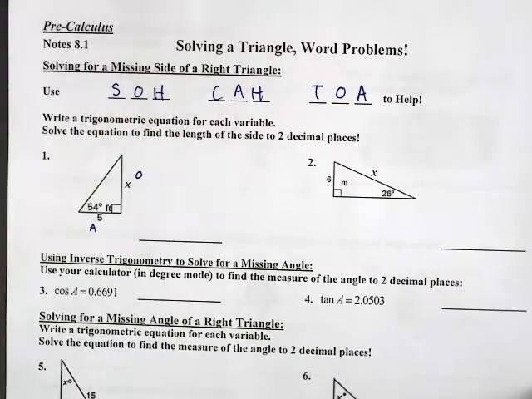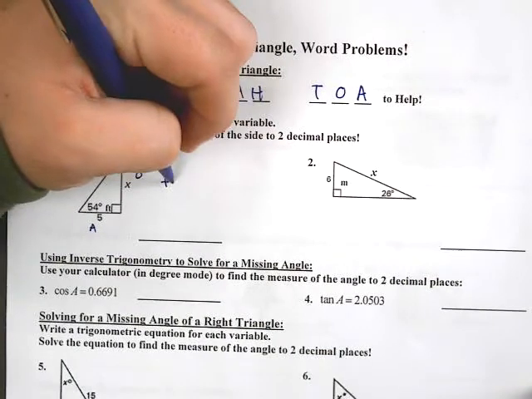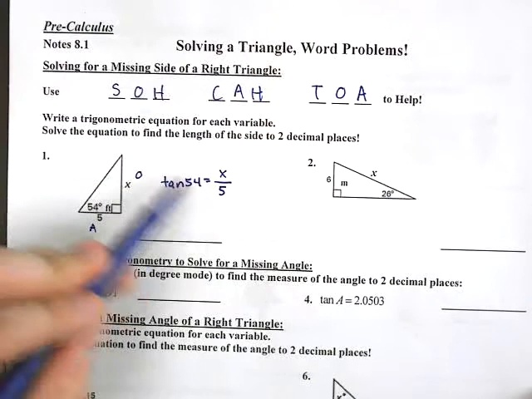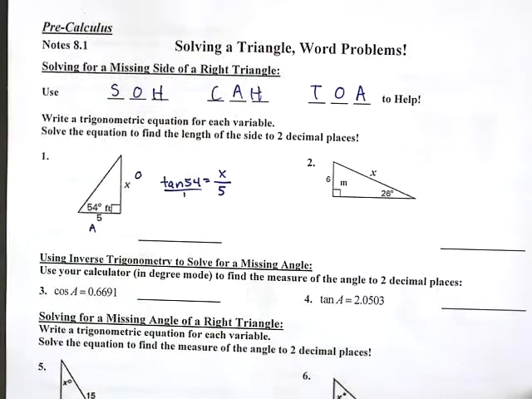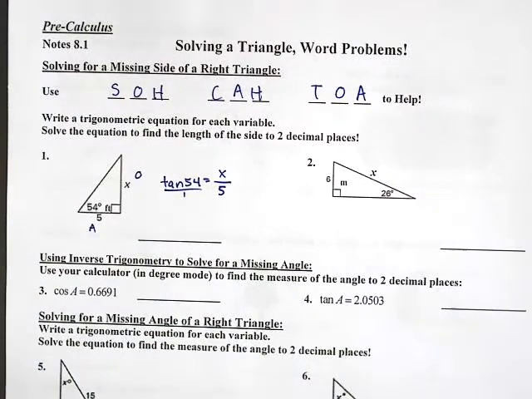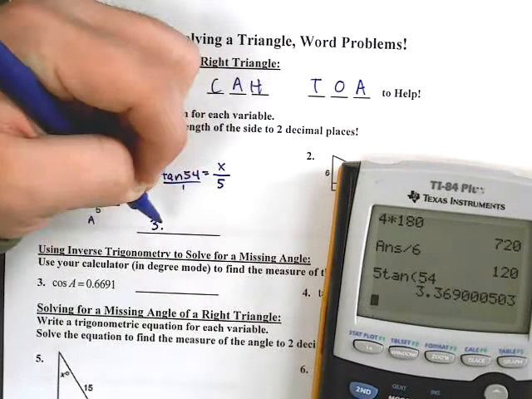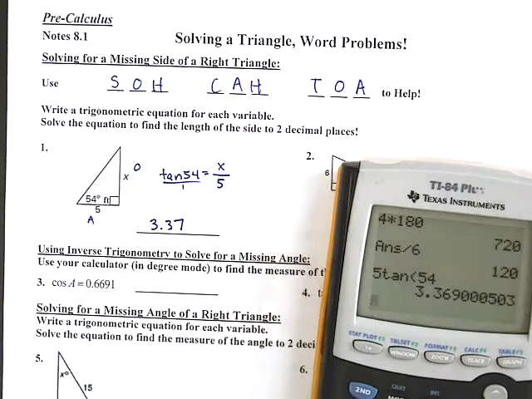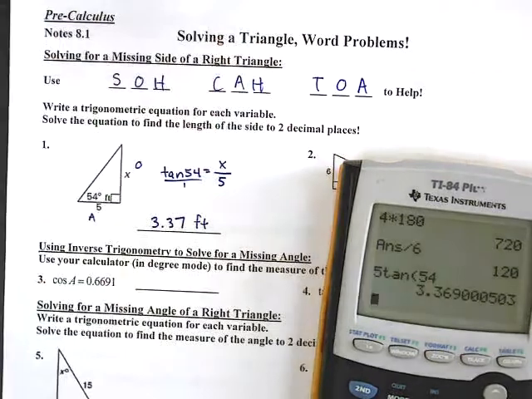And so you can just set up, because you have opposite and adjacent, you can say tan 54 equals x over 5, and then of course we would just multiply both sides by 5, or if you really want, you can cross multiply. So we would end up having to do 5 tan 54, and we get 3.37. It says to round to 2 decimals. It looks like we're in feet, so I will put feet there.